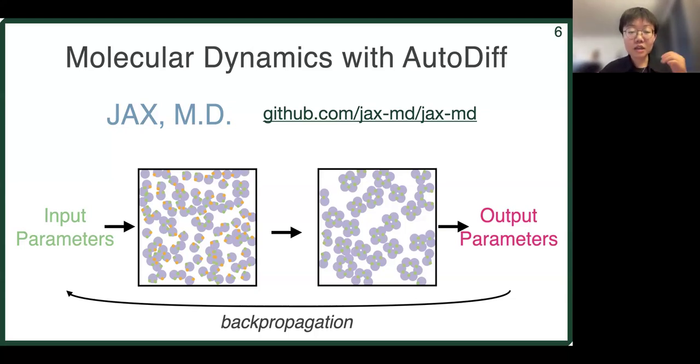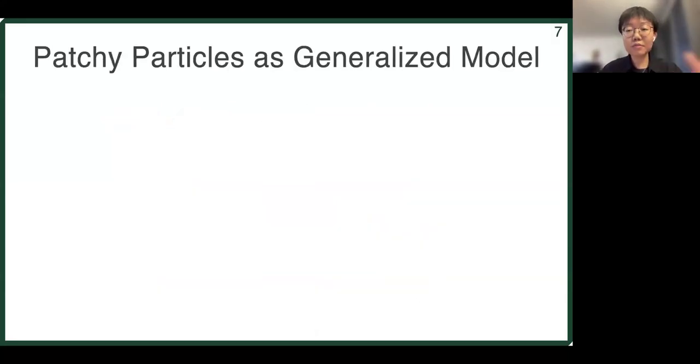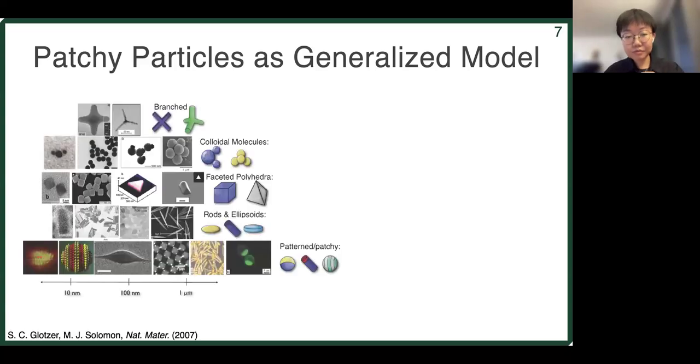Okay, and to answer the question I just asked, I'm going to use a class of models called patchy particles. This will be the generalized model I use. The reason I like this model is that it's a really nice tool to represent a lot of different materials. Here I'm showing all the different shapes, geometries and interactions your particle can have. Here we're looking at synthetic particles, but of course you can imagine this being mapped to proteins and DNAs and whatnot.